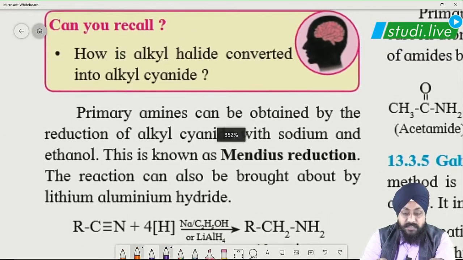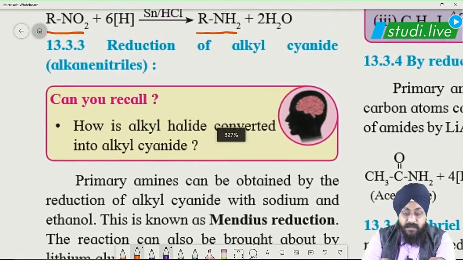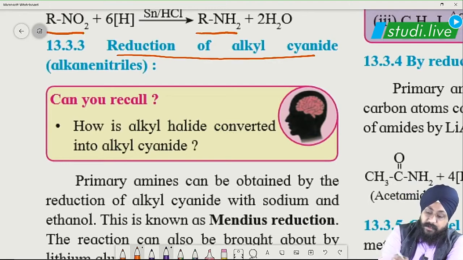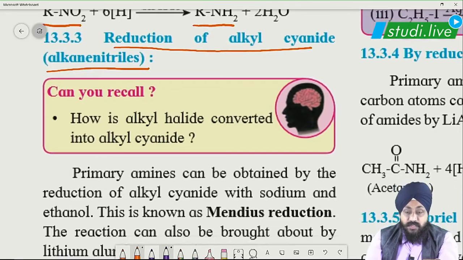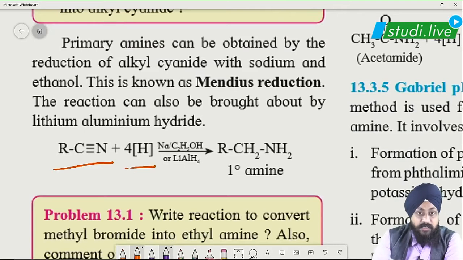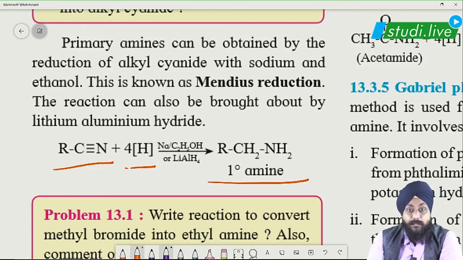To prepare this particular amine, it is going to be by reduction of what? Cyanide. See students, it is going to be by reduction of cyanide, that is alkyl nitrile. So here what we are going to do is, students, we will take cyanide. When you treat it with hydrogen, what is going to happen? 2 hydrogen will be getting added over here, 2 will be getting added over here, you will be getting which amine? You will be getting primary amine.